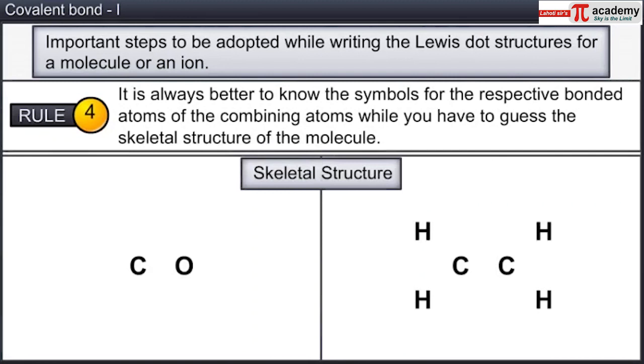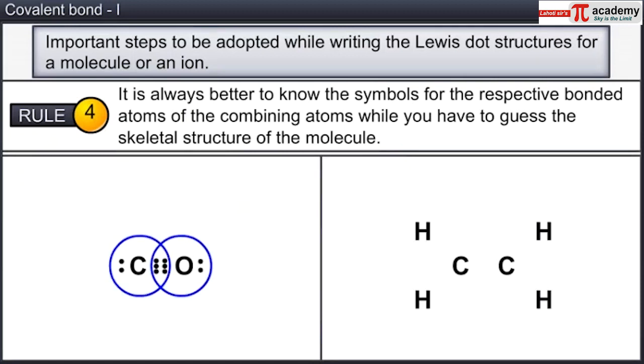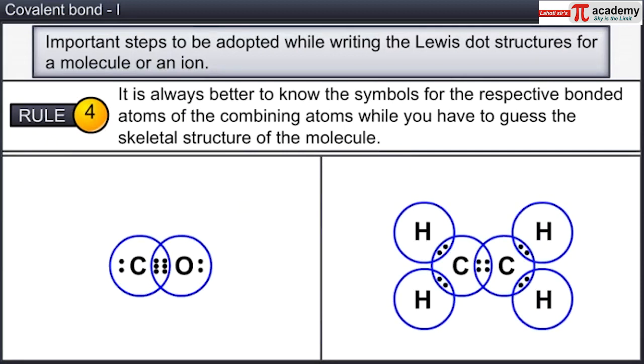While writing a Lewis structure, it is always better to know the symbols for the respective bonded atoms or the combining atoms while you have to guess the skeletal structure of the molecule. This makes the distribution of the electrons between the bonded atoms easier.